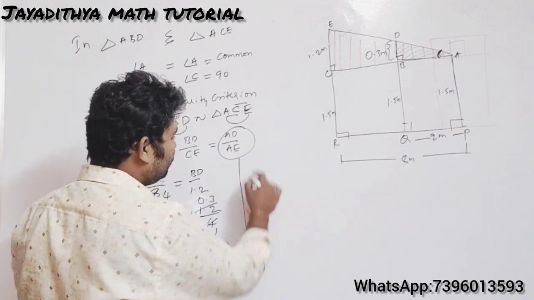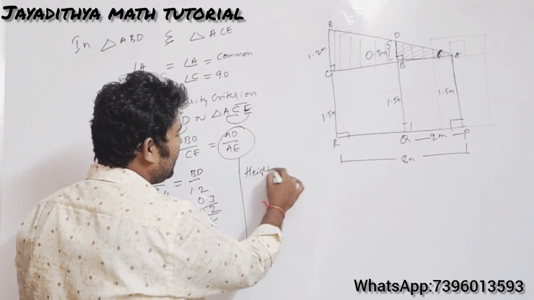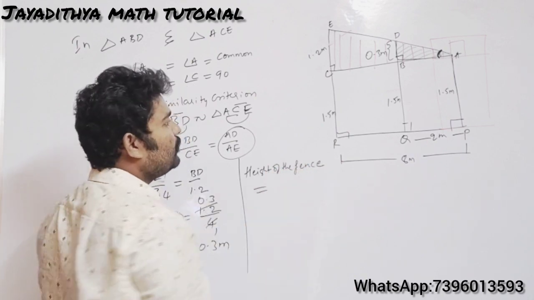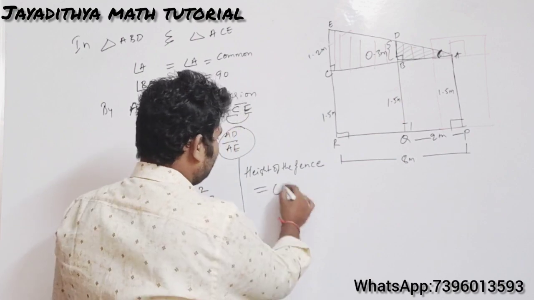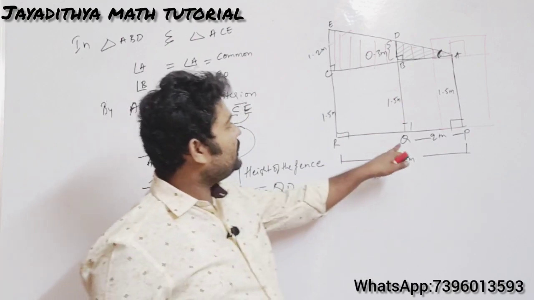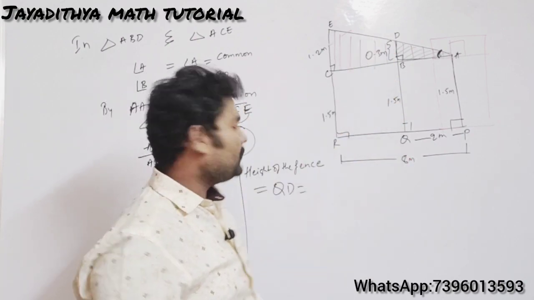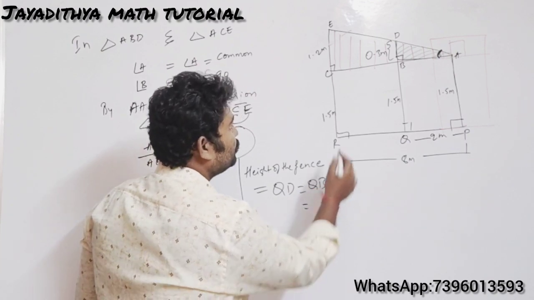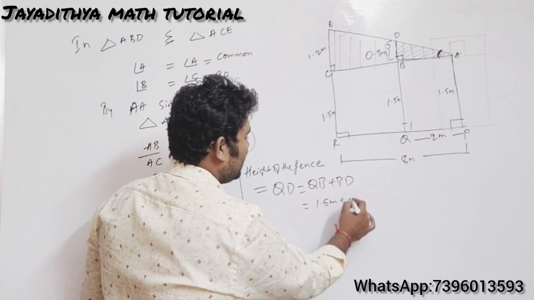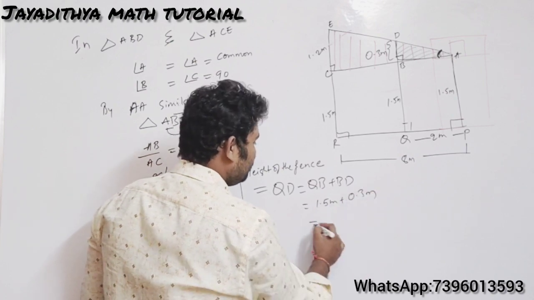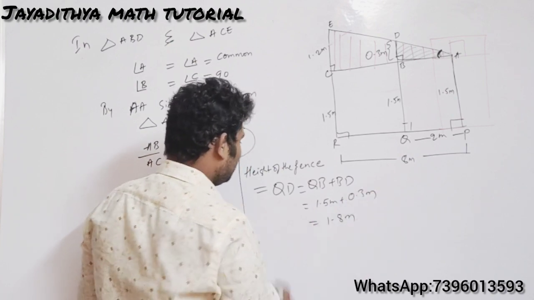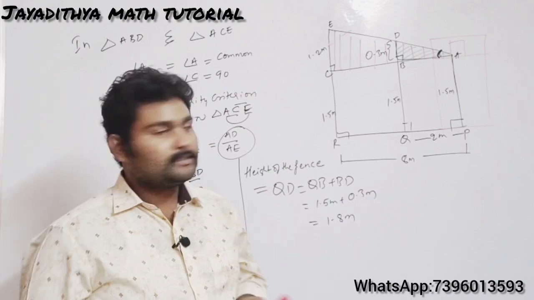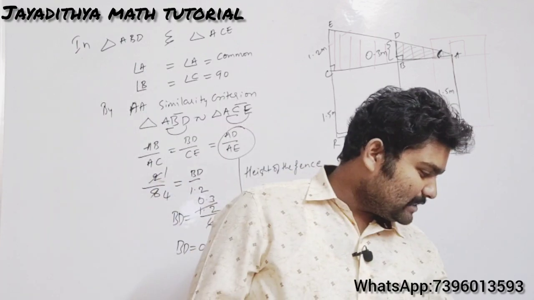So what is the height of the fence now? The required height of the fence will be QD. QD is equal to QB plus BD from the figure. So QB is nothing but 1.5 meters and BD is nothing but 0.3 meters, which is equal to 1.8 meters. So the height of the fence is 1.8 meters.